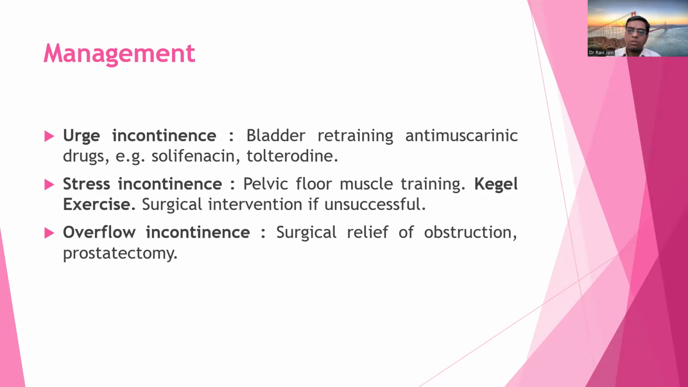How to manage a case of urinary incontinence? We have discussed three types of urinary incontinence. For urge incontinence, bladder retraining and antimuscarinic drugs like solifenacin and clotridone. For stress incontinence, we advise pelvic floor muscle training to the patient, which includes Kegel exercises, and surgical intervention if unsuccessful. For overflow incontinence, surgical relief of obstruction and prostatectomy.